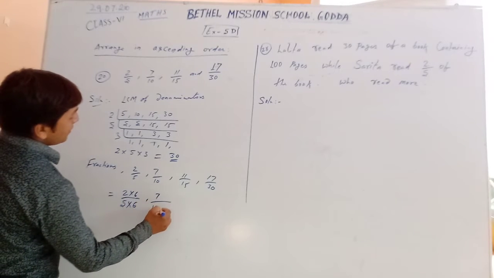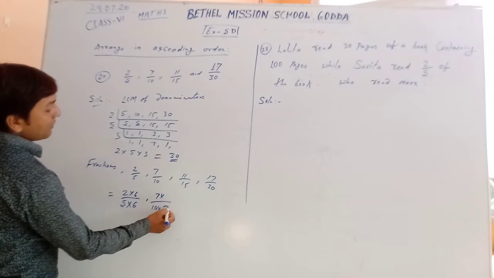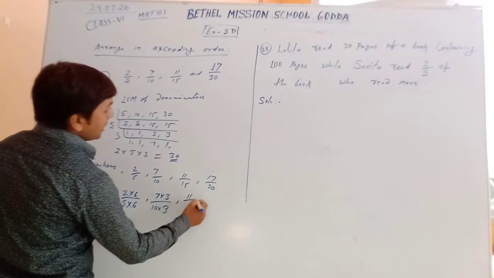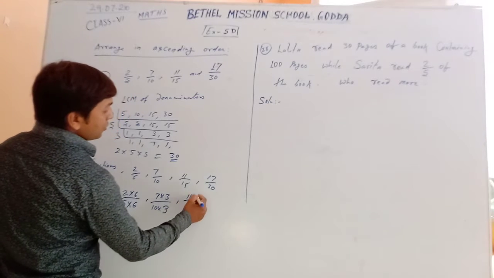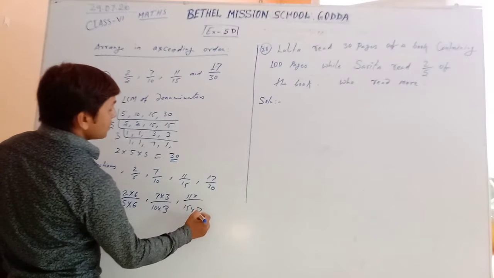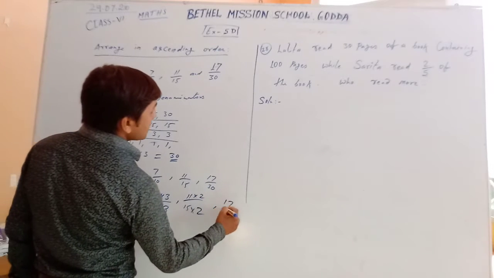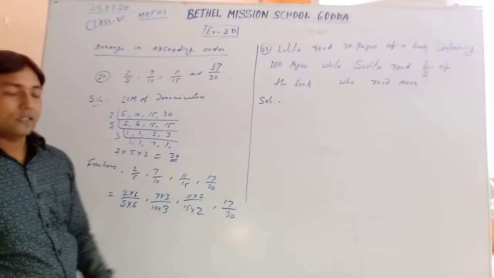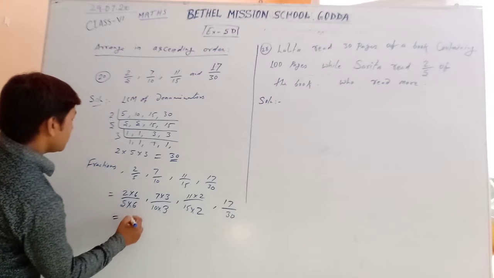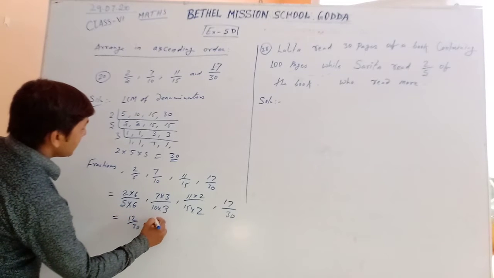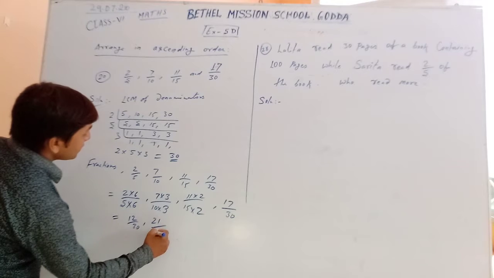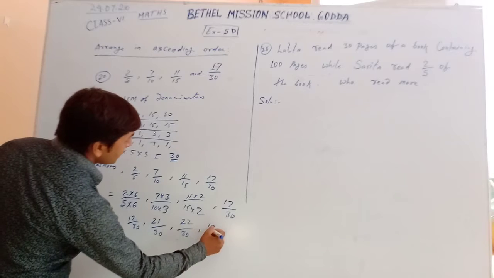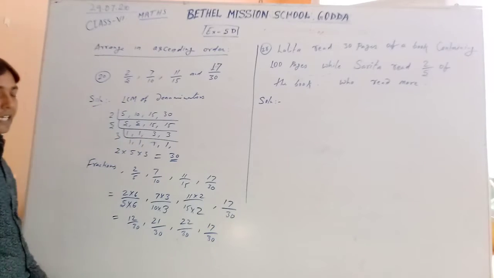7 upon 10: if you multiply by 3, it becomes 30, so we multiply the numerator by 3 also. 11 upon 15: to make 30, we multiply by 2, and 17 upon 30 stays the same, because we have to make all the denominators 30. So it becomes 12 upon 30, 21 upon 30, 22 upon 30, and 17 upon 30.